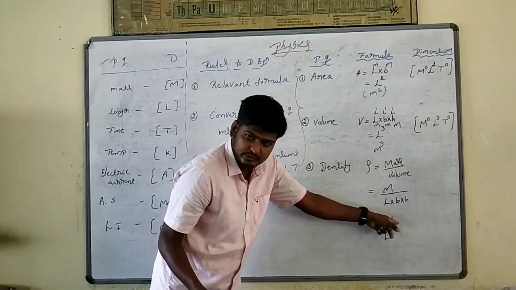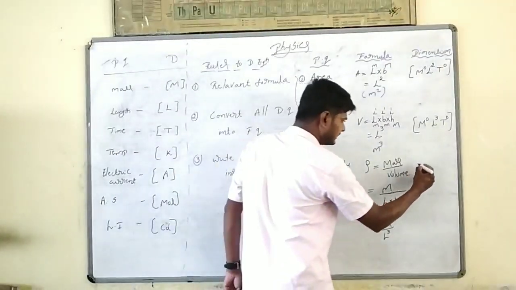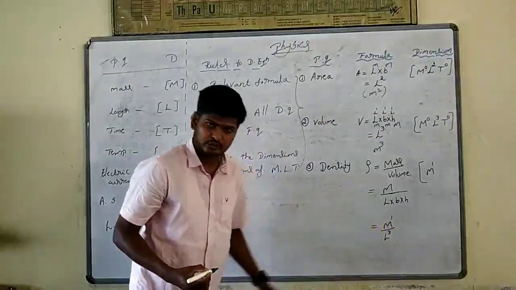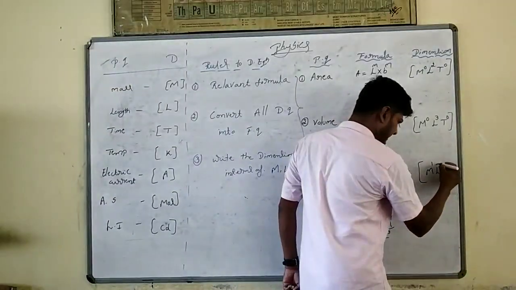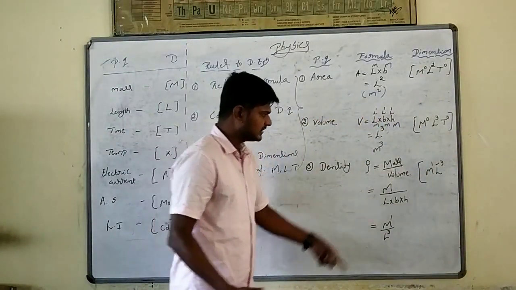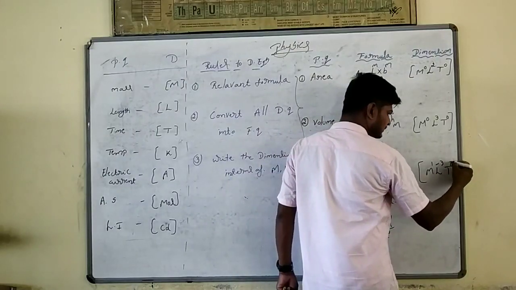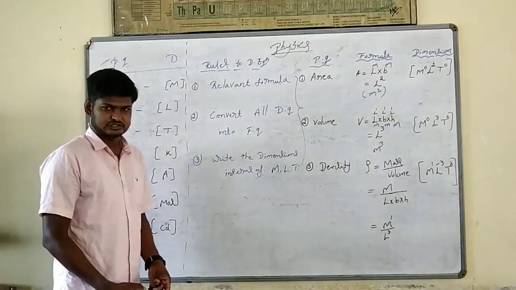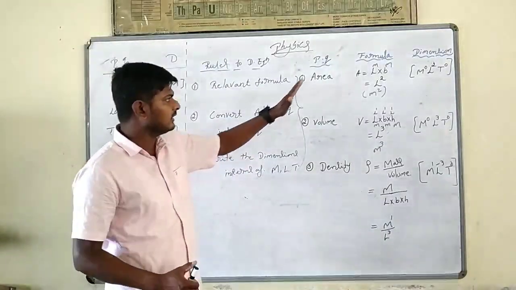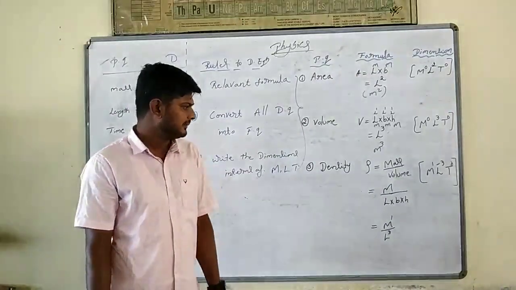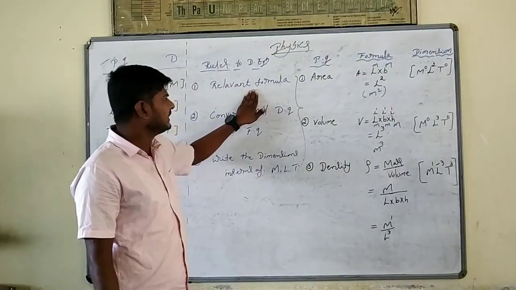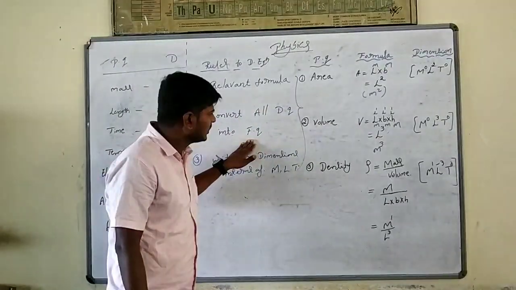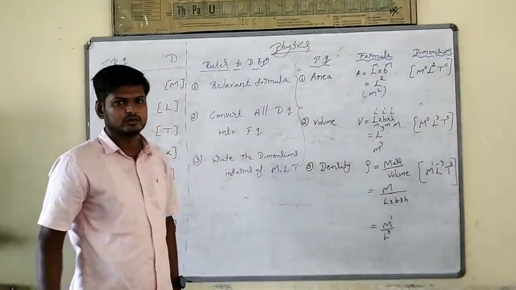This L cube comes from the denominator, so it becomes L power minus 3. When you write the dimension, M power 1, and this L power 3 in the denominator means L power minus 3. There is no time term, that's why T power 0. This is the dimension for density. Like this we can write the dimension. First step is writing the relevant formula. Second step is converting all derived quantities into fundamental quantities, and finally we write the dimension.